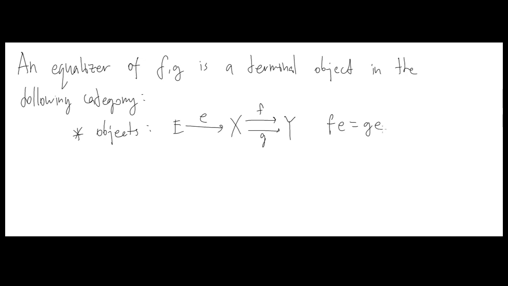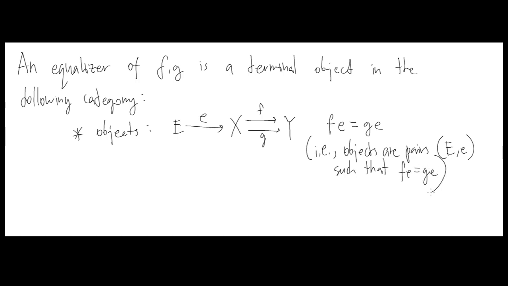So in other words, if I want to be a bit more set theoretically formal, then I will say that objects are pairs, capital E, small e, such that small e is a morphism from capital E to X and FE equals G. So these are the objects of the category.